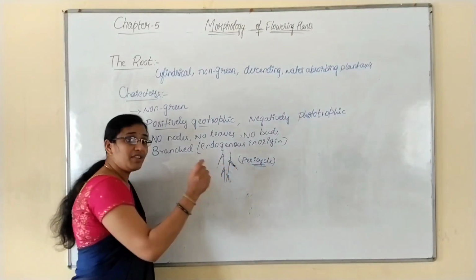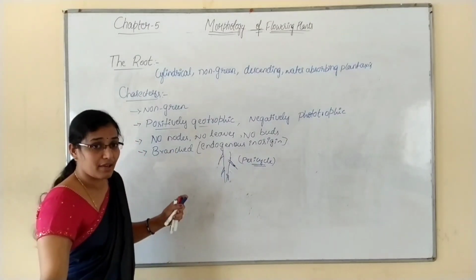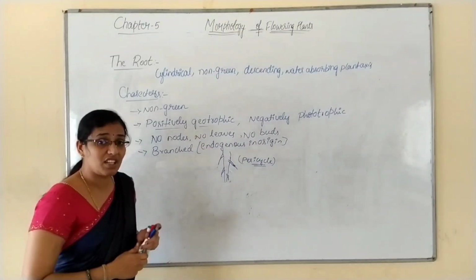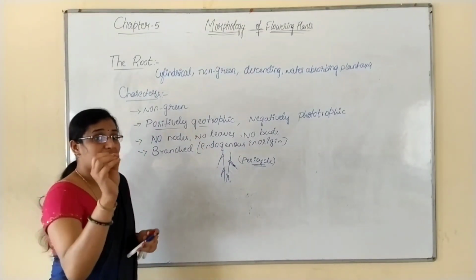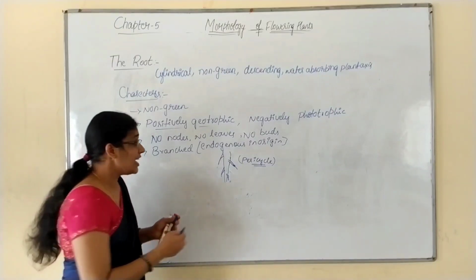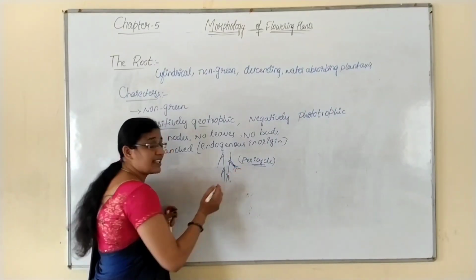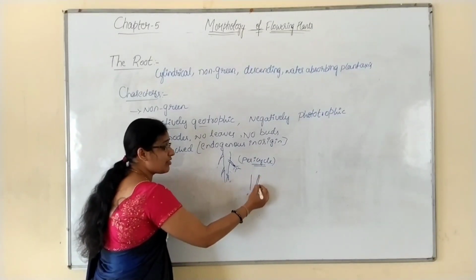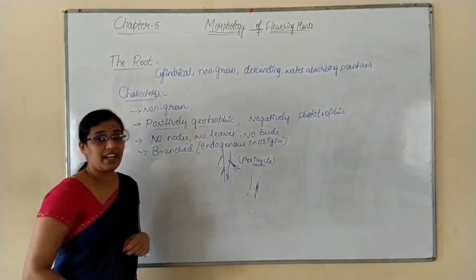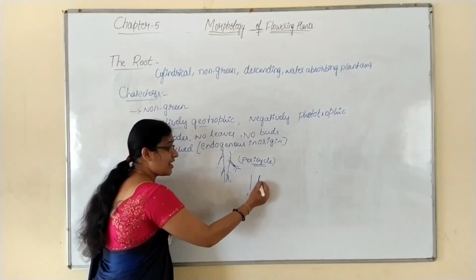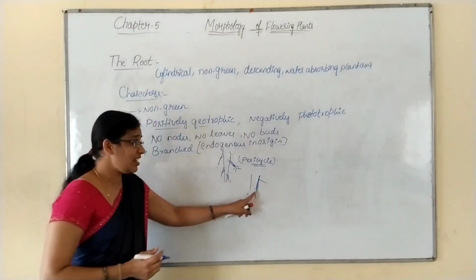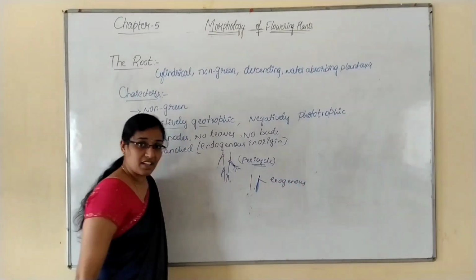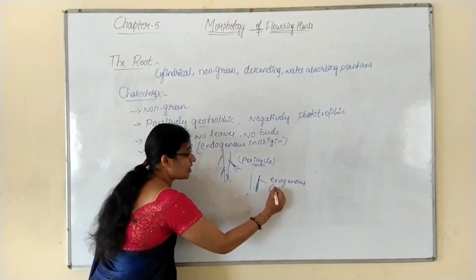When structures arise from inside, that is called endogenous origin. How about exogenous origin? For example, root hairs arise from outside, that is, the epidermal region. Epidermis is nothing but the outermost covering of the root, the skin of the root. If the structures arise from the epidermal region, that is called exogenous origin. An example for this is root hairs.